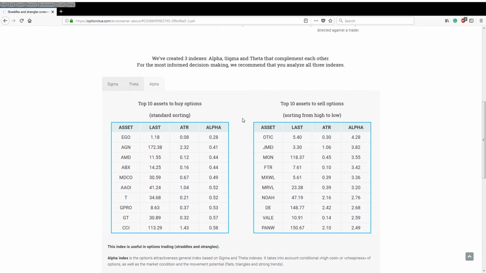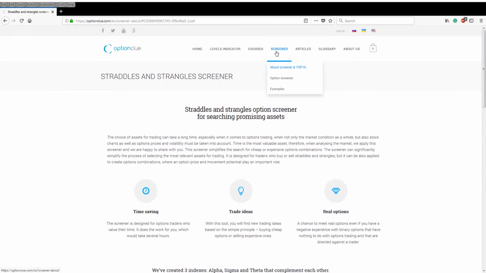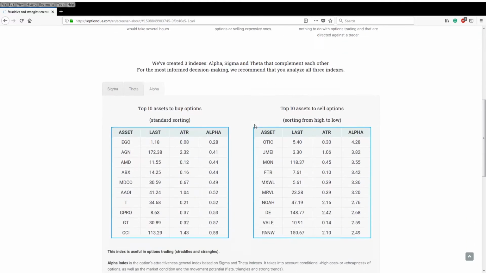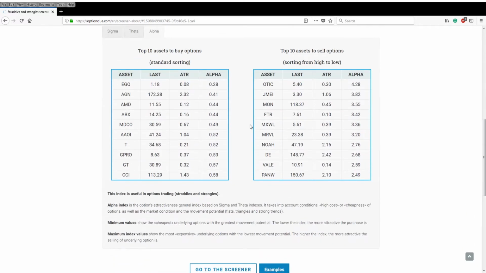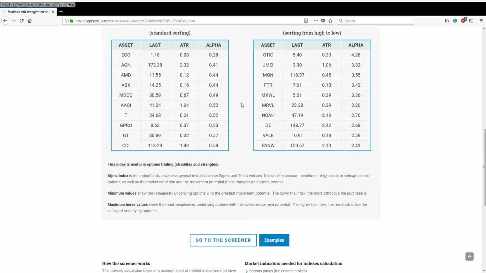These stocks are displayed in the section About Screener, Top 10. You can see here two tables, top 10 assets to buy options and top 10 assets to sell options. One should pay attention just to them and use that for more detailed analysis. In particular, the analysis of implied volatility, which is not taken into account in the calculation of index.